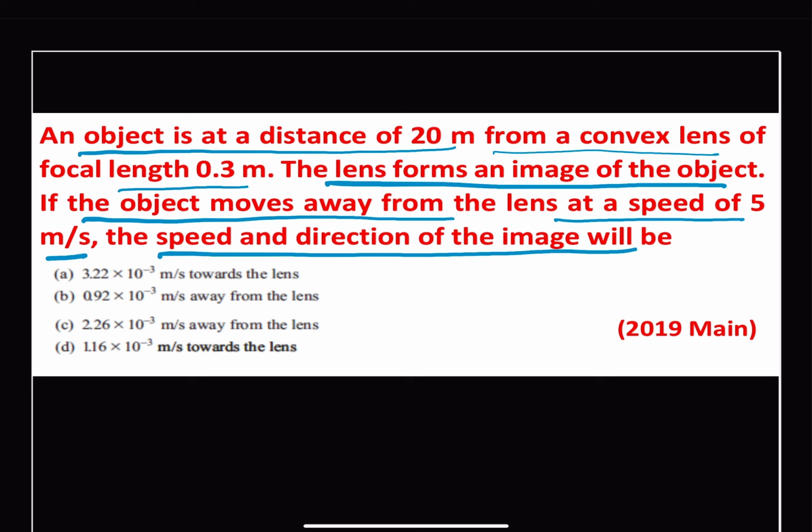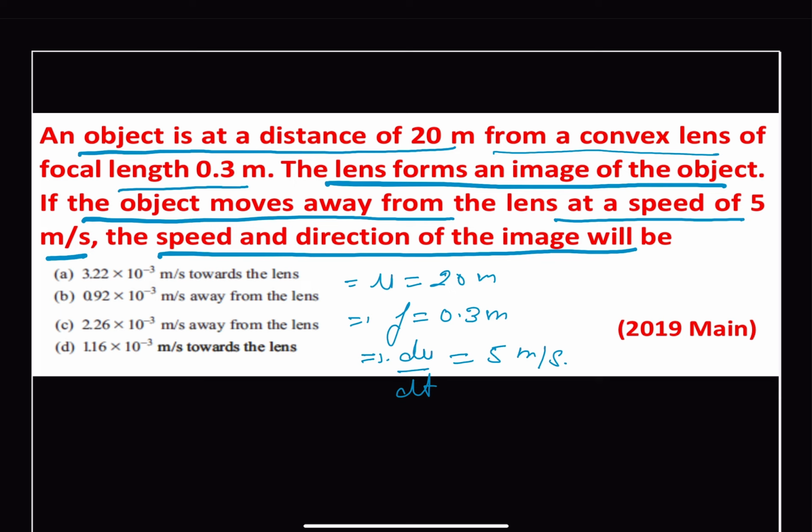So here we are given three things. First is a distance object, that is our u is given to us, and that u is given to us at 20 meter. And then we are given a focal length, that is our f is given to us as 0.3 meters. And we are also given the speed of the object. So we can say du by dt is also given to us as 5 meter per second. And we are supposed to find out the speed of the image.